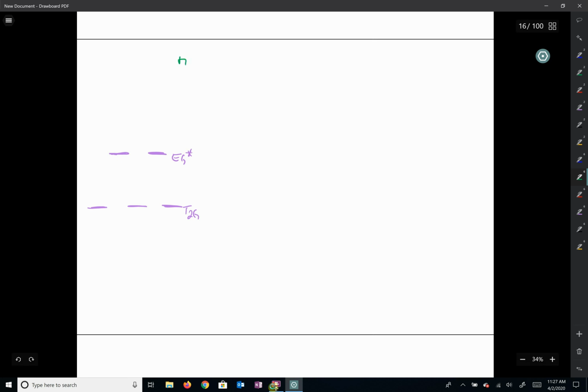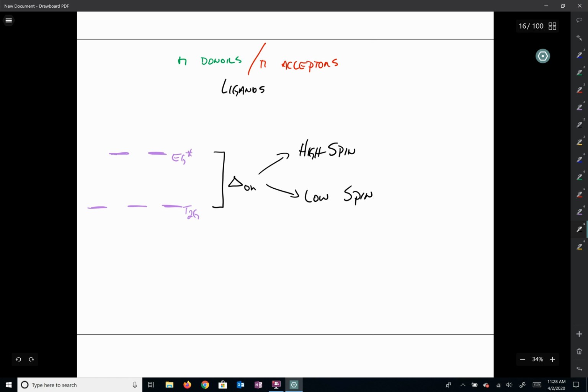But we can have pi donors, and let's do pi acceptors. What that means is that when we're talking about pi donors or pi acceptors, we're talking about the ligands themselves. So ligands can be classified as donors or acceptors of pi bonds. And whether they're a donor or acceptor is going to change delta octahedral, delta O. And remember, changing delta octahedral is going to change high spin or low spin, because we have that interplay between whether we pair the electrons and the cost that comes from that, or whether to promote electrons from one set to the other.